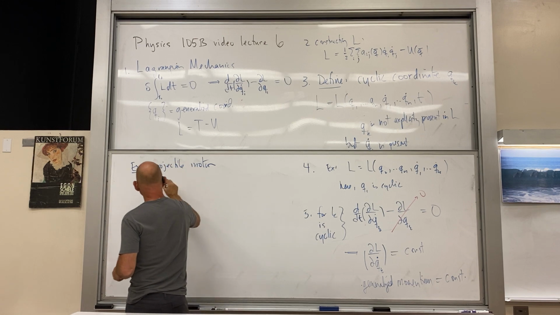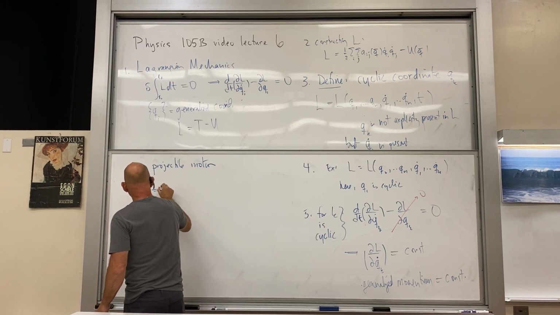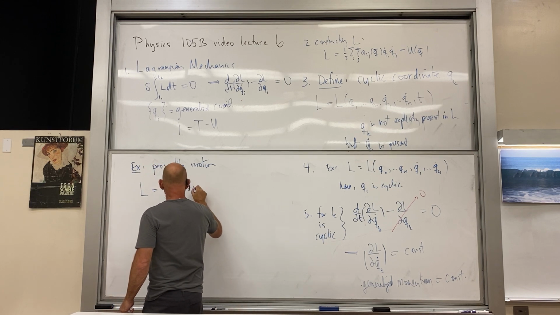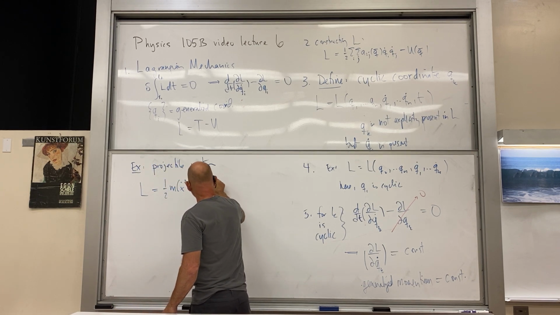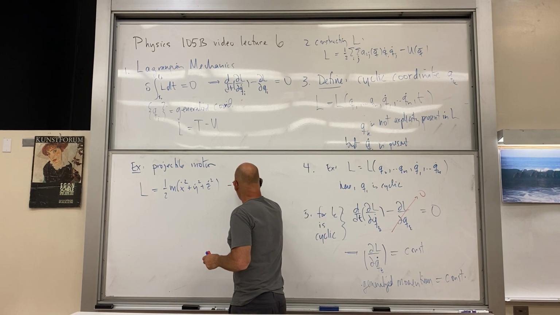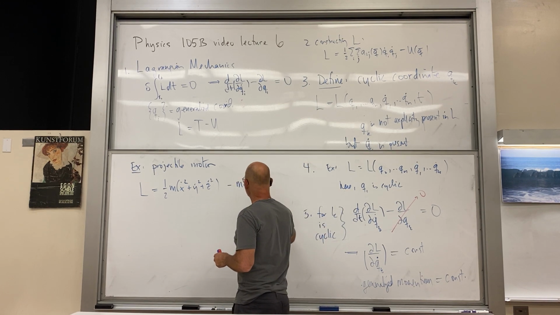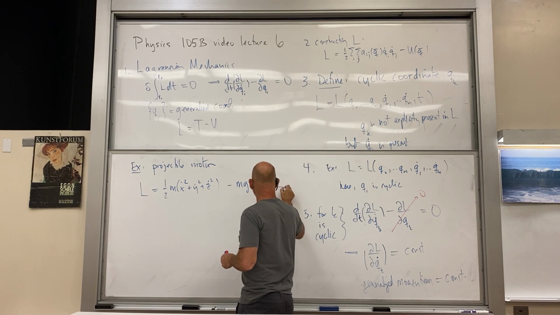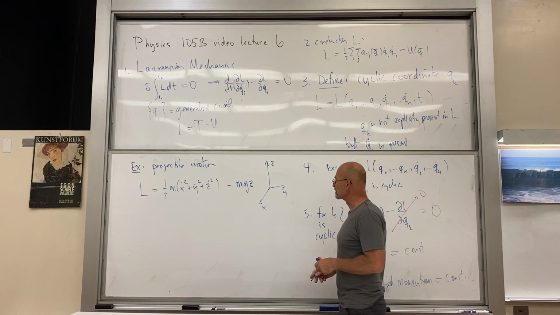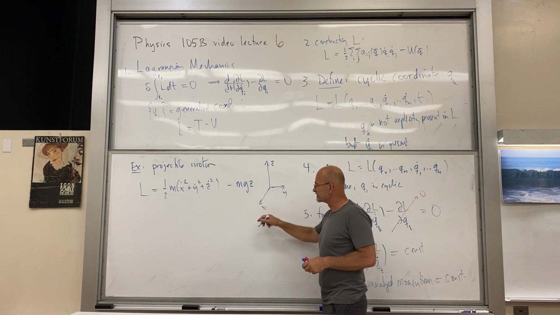So for projectile motion, we have L = half m (x dot squared plus y dot squared plus z dot squared). Okay, that's the kinetic energy, minus mgz. x, y, z, where z is my up direction, my vertical direction, so there's the potential energy.